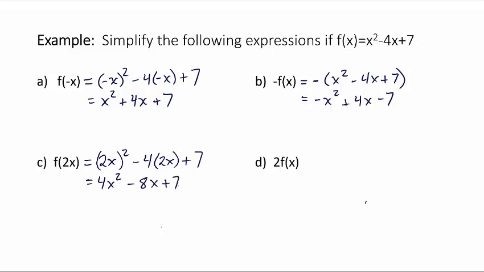Okay, and then over here with 2f of x, again, we're taking 2 and we're just multiplying that 2 times the entire function of x squared minus 4x plus 7. So we're doing this to the output of the function, right? We're multiplying the whole thing by 2. So we've got 2x squared minus 8x plus 14.